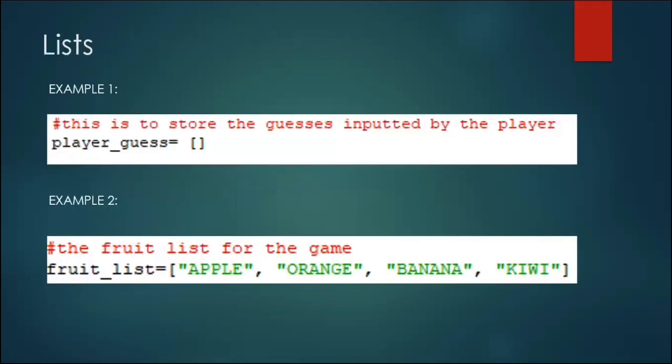Secondly, for lists. In example 1, you can see how I create the list for the player's guesses. This is where the guesses will be appended to, and it will be used to compare it to the randomized list. And the second example shows the first created list, which is the fruit list. This contains all of the fruits that will be used for the randomized list, and will also be used to randomize it.